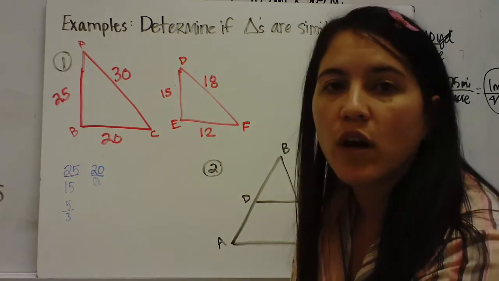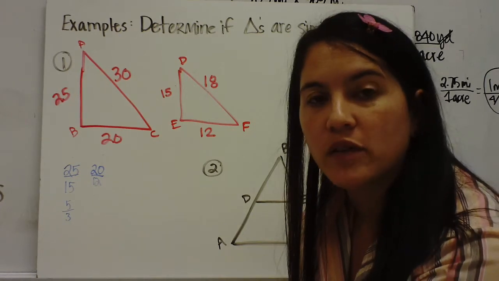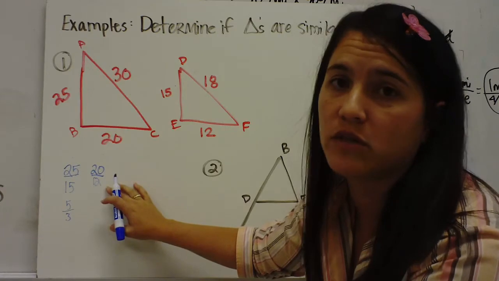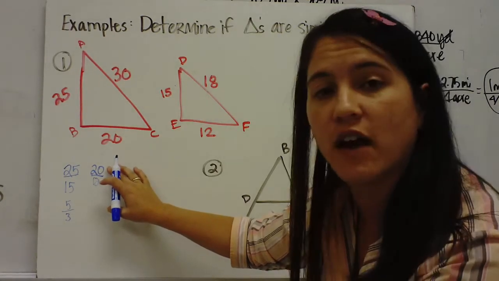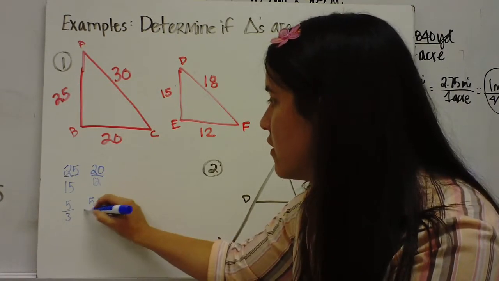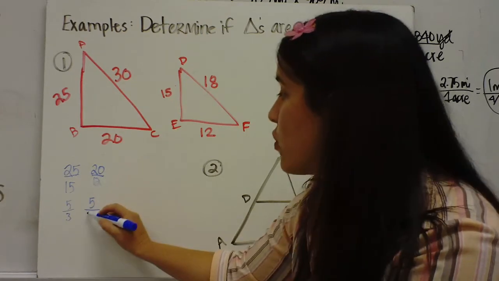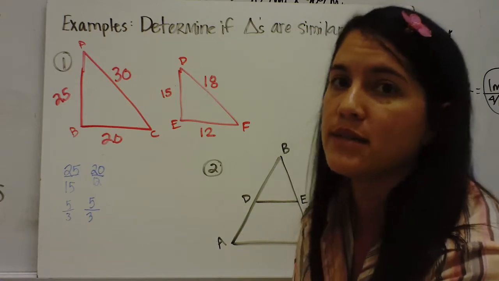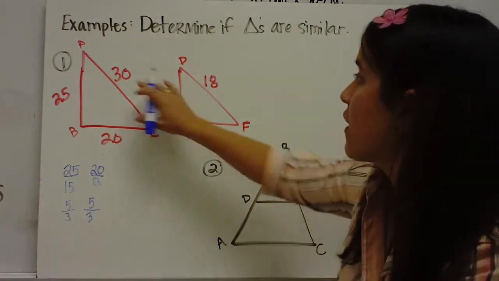Alright, so 12 and 20. 5 doesn't go into 12, so let's simplify by something else. If we simplify, 4 will go into both of them, so let's divide by 4. 20 divided by 4 is 5, and 12 divided by 4 is 3. So right now, our ratios are the same, so it's looking like they might be similar. Let's check the third ratio.